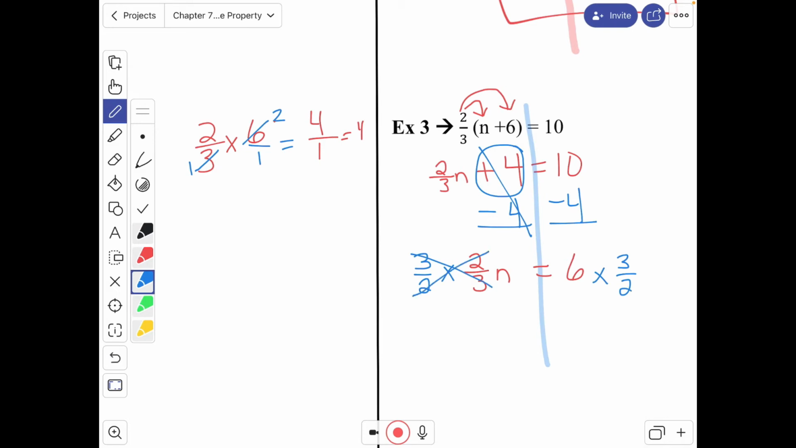The 3's cancel, the 2's cancel, and all that remains on the left side is n equals, and I kind of have to work out this other side. I can simplify. 2 divided by 2 is 1. 6 divided by 2 is 3. And then we go straight across. 3 times 3 is 9 over 1, which is just 9. Please notice that I worked straight down, and everything that I did on the right, I did on the left, and my equal sign stayed in the middle.